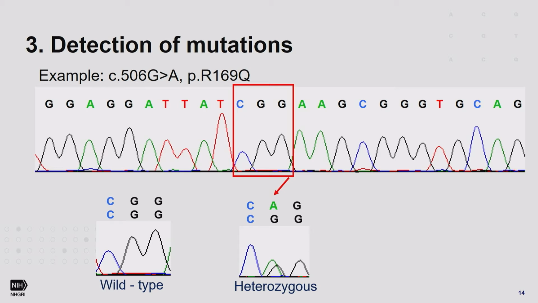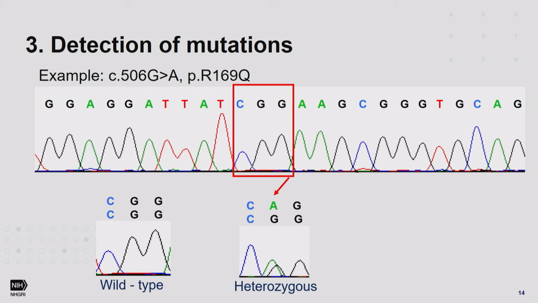So this misspelling changes the arginine, the amino acid at position 169, to a glutamine. A carrier has inherited this CAG from the mom or the dad, and the CGG, the wild type reference, from the other parent. So when I analyze these sequences on my computer, I see 2 peaks for a person who is heterozygous for this mutation, which means they have a mutated copy and a wild type copy.